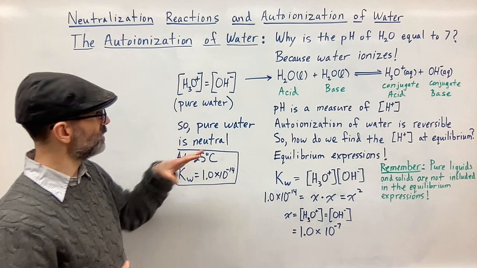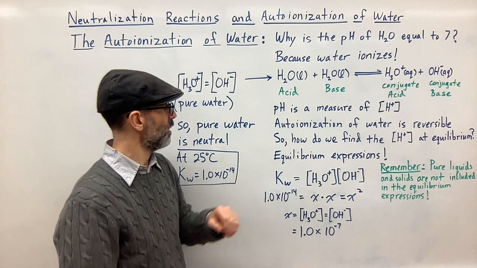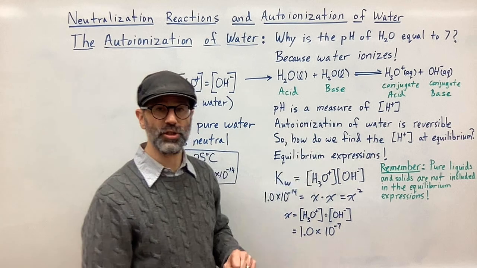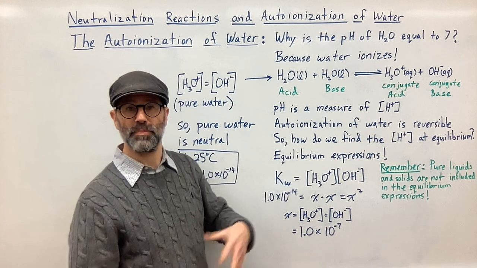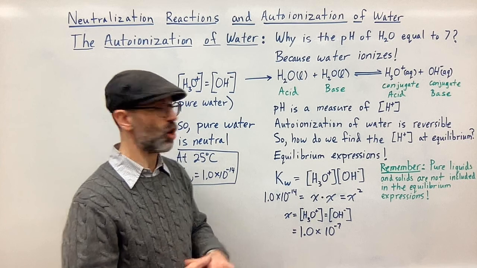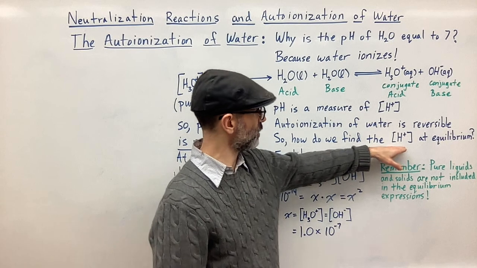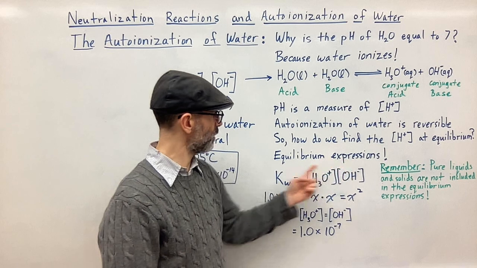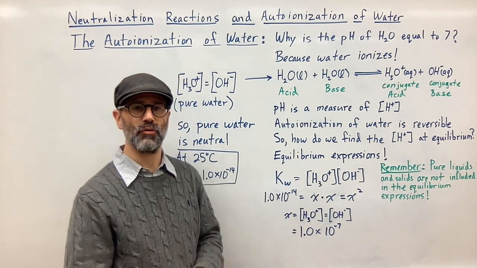Well, if we consider that pH is a measure of the H plus concentration, and we also consider that autoionization of water is reversible, right? It is a reversible process. So therefore, we have an equilibrium that's involved. So the question now is, how do we find the H plus concentration at equilibrium? Well, you use an equilibrium expression. So what's the equilibrium expression for the autoionization of water?